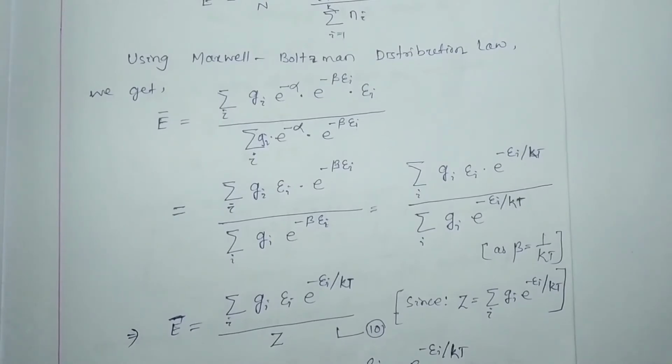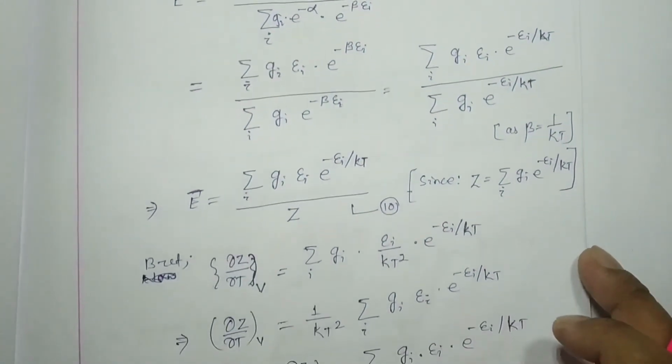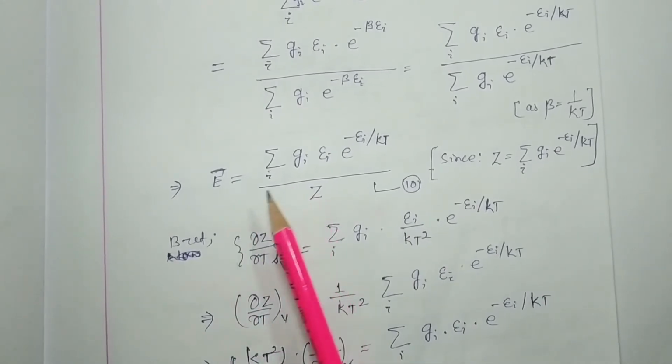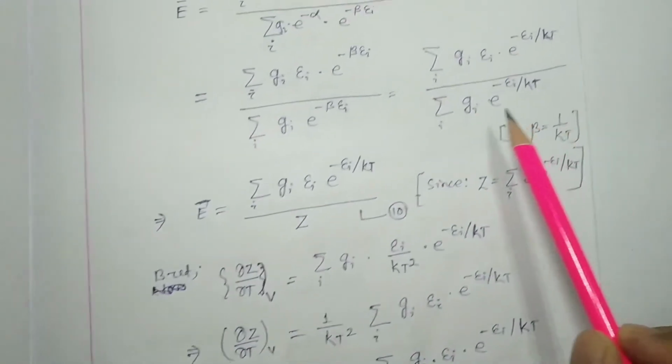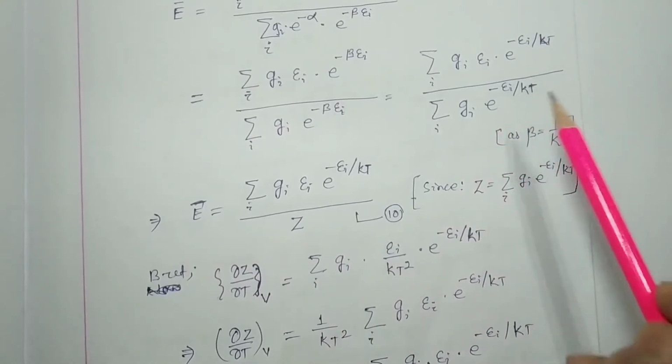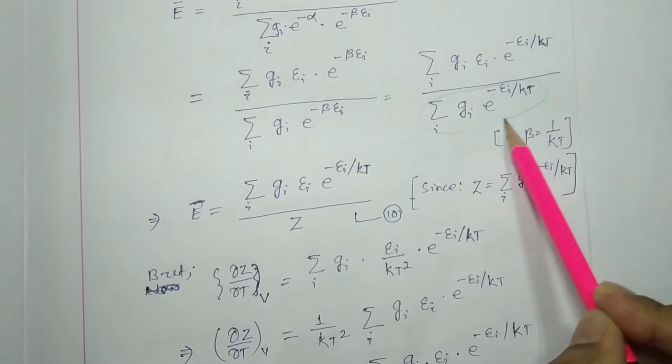Now E average is equal to, here Gi e to the power minus epsilon i by kT is nothing but your partition function.